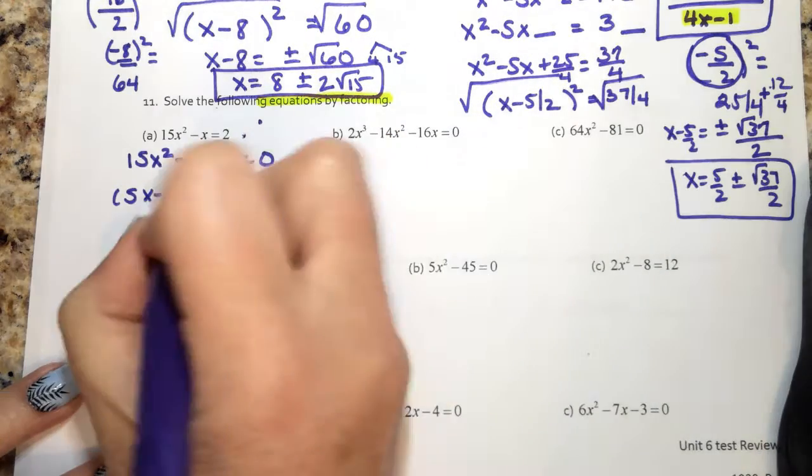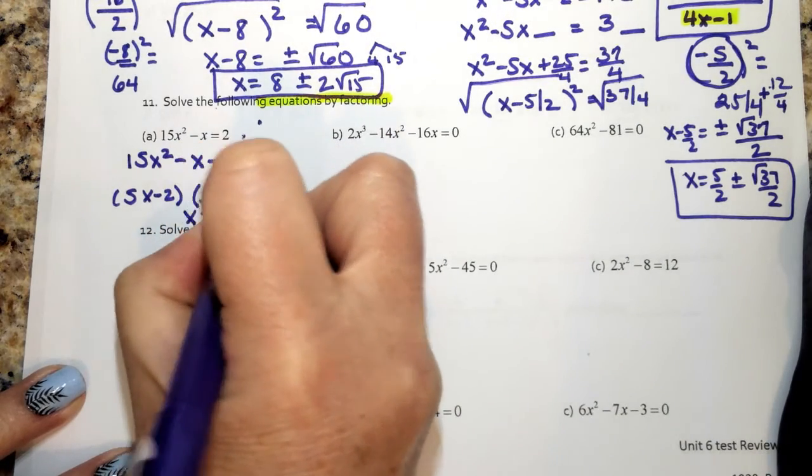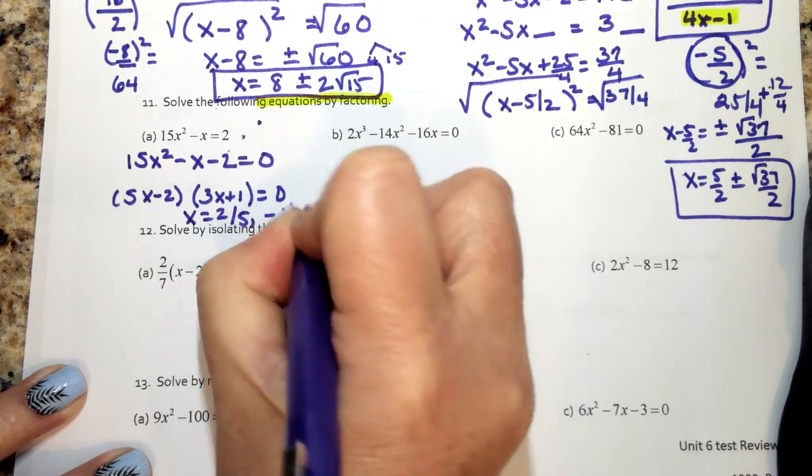Then when I set each factor equal to 0, I end up with solutions being x equals 2/5 and -1/3.